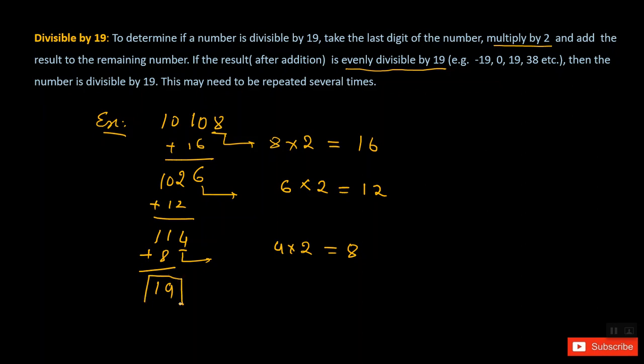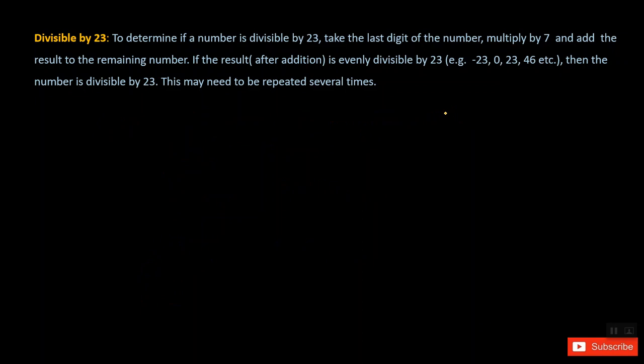So as the end result is a multiple of 19, this number 10108 is divisible by 19. All right, so this is the way of checking. No matter how big the number is, you have to repeat in this way to check whether it is divisible by 19 or not. All right, now let's move to the next. Divisible by 23.